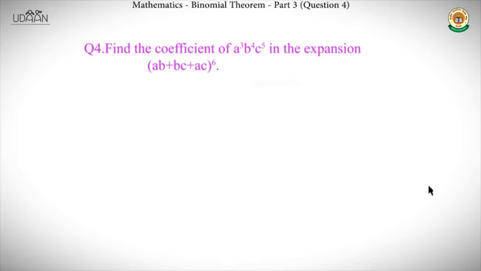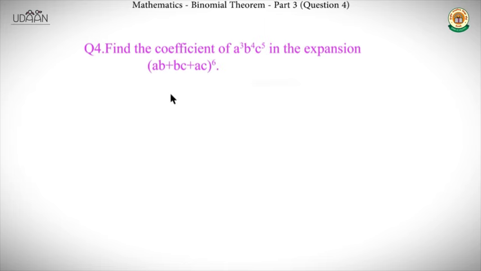So the main problem by looking at this question is that two terms are multiplying in each term, that is ab plus bc plus ac. And you must be worrying about how to get a cube b raised to 4 and c raised to 5. So we need to find a way to express each term so that every term will contain only a, b or c. If we get that, we can just apply multinomial theorem and we'll get the final answer. So how can we do that?